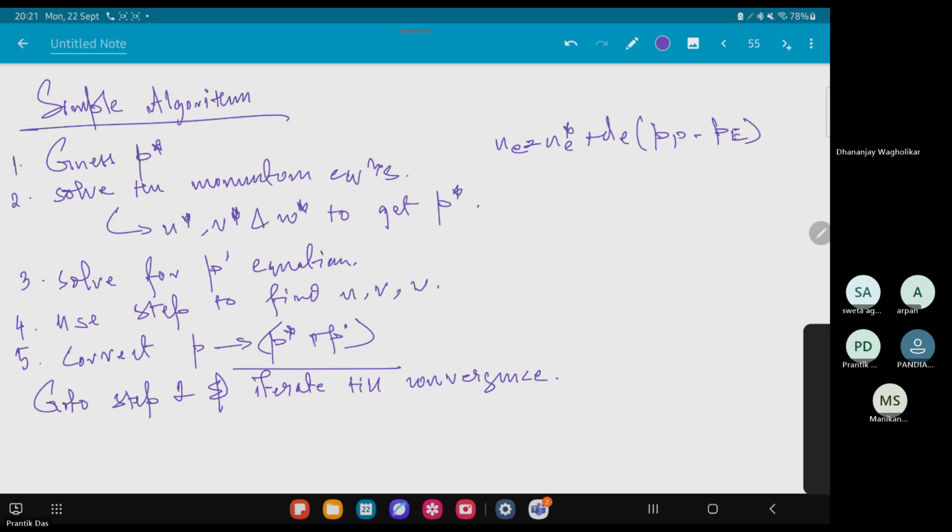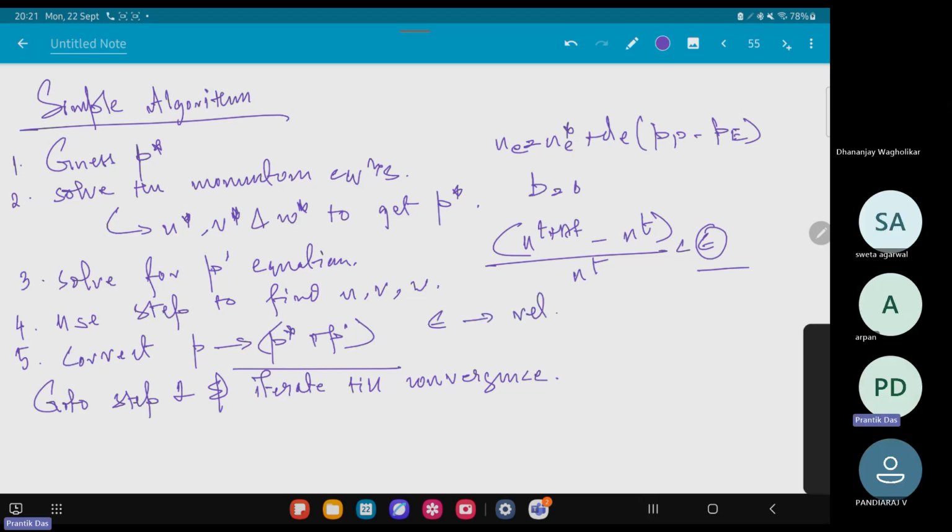Hello, am I audible? Yes, sir. In step 4 we find U, V, W, but the solution converges only when B goes to zero, right? B equals 0. And what you see is basically your U at the next time step. If it's a steady solution, then (U at t plus delta t minus U at t) divided by U at t should be less than epsilon. So epsilon is your relative convergence criterion.